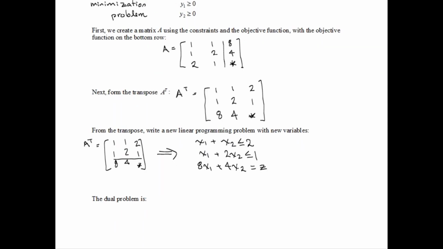From this, we are going to write our dual problem, which will be a standard maximization problem. So we are going to maximize z equals 8x1 plus 4x2 subject to x1 plus x2 less than or equal to 2, x1 plus 2x2 less than or equal to 1, and x1, x2 greater than or equal to 0, my non-negative constraints. This is a standard maximization problem. This is our dual problem.